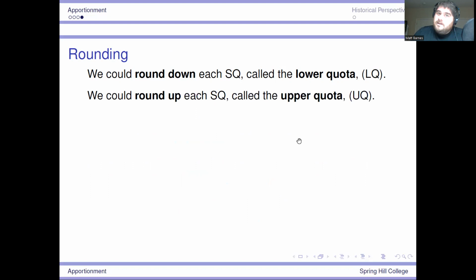We could round up, in which case we would get what we call the upper quota. So literally just everything rounds up, right? I'm talking like 12.2 rounds up to 13 in this case for the upper quota, or even something like rounding down. If we have 7.9, that would round down to 7, right? So this is hard and fast. This is not our standard rules.